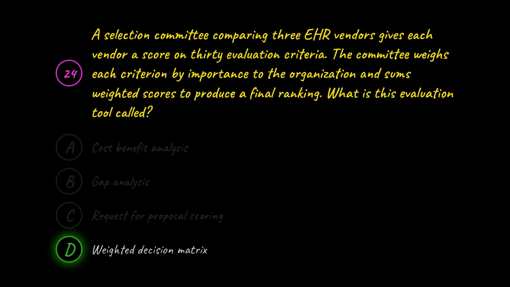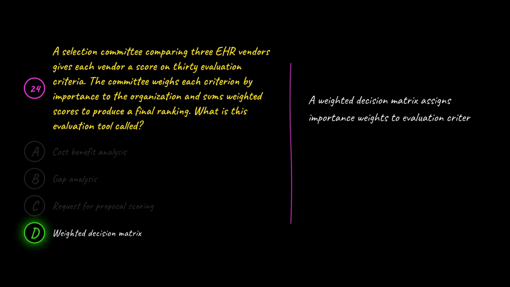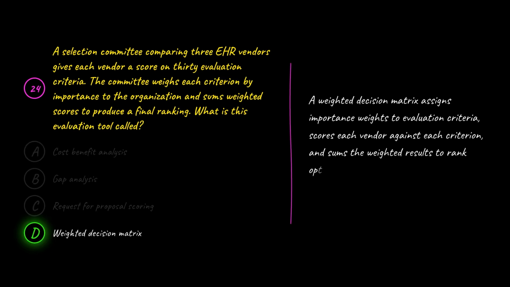The correct answer is D. Weighted decision matrix. D is correct because a weighted decision matrix assigns importance weights to evaluation criteria, scores each vendor against each criterion, and sums the weighted results to rank options. It is the standard quantitative comparison tool in system selection.